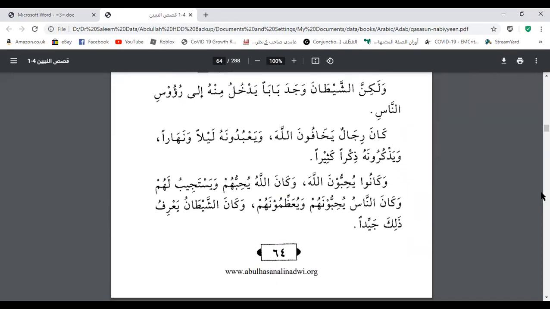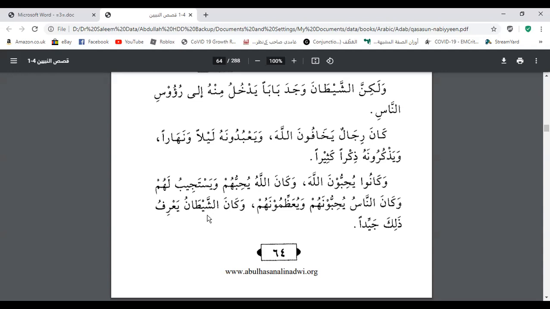كان رجال يخافون الله. People used to fear Allah. ويعبدونه ليلا ونهارا. And they used to worship Him night and day. ويذكرونه ذكرا كثيرا. They would remember Him, meaning Allah, a lot. وكانوا يحبون الله. And they loved Allah سبحانه وتعالى. وكان الله يحبهم. Allah loved them as well. ويستجيب لهم, and He would answer them. وكان الناس يحبونهم, and people used to love them. ويعظمونهم, and they would respect and honor them as well.